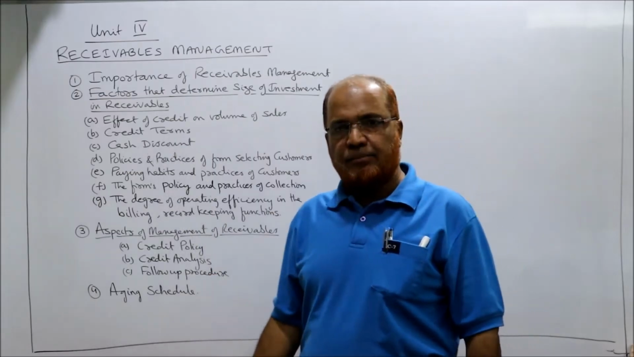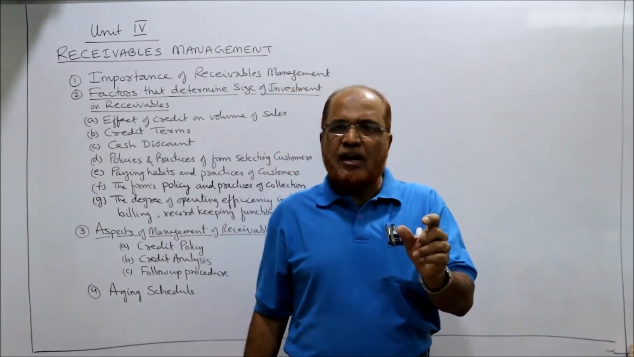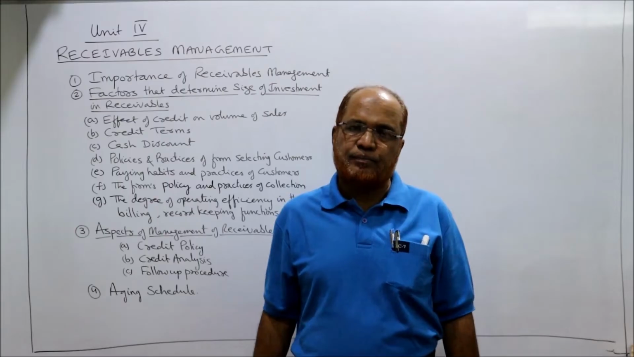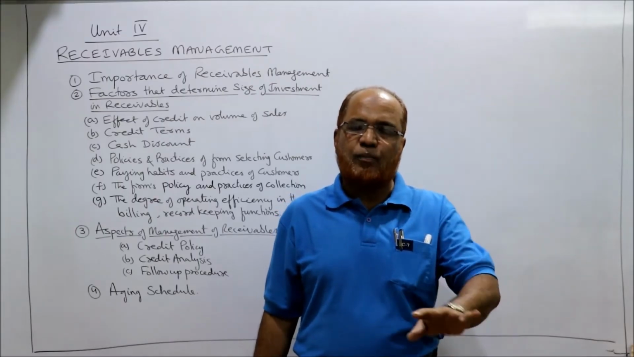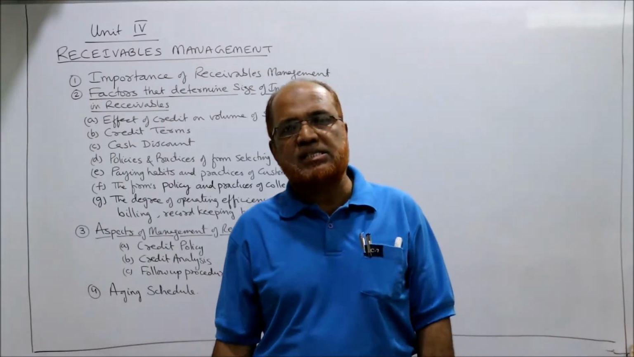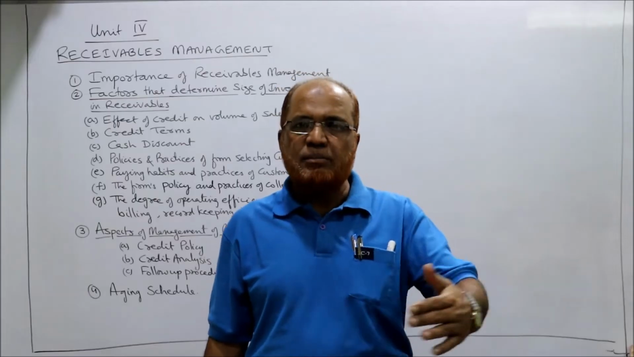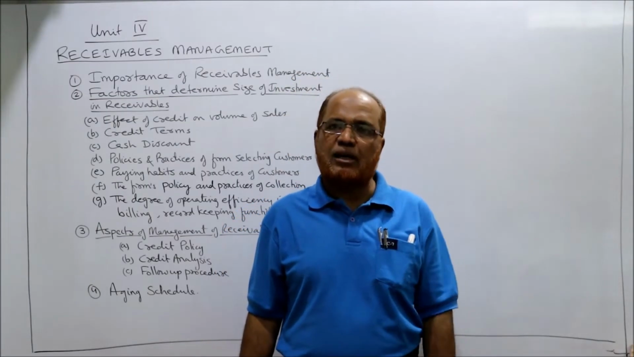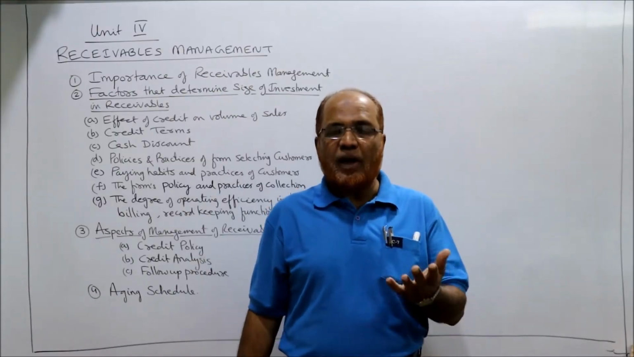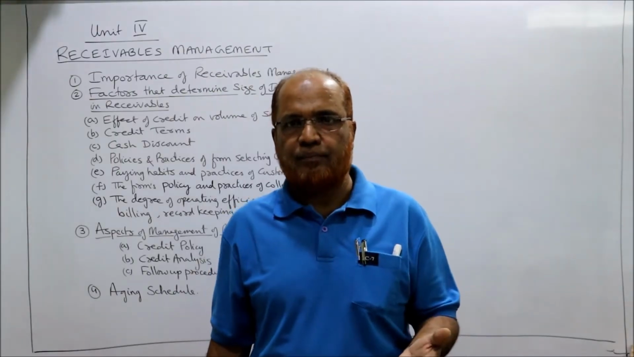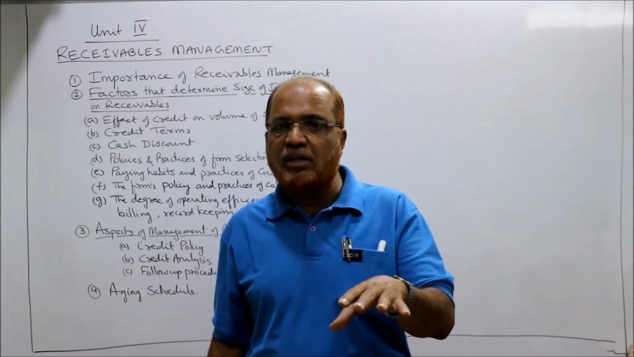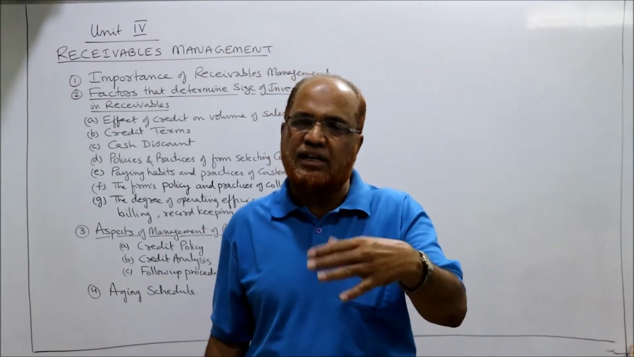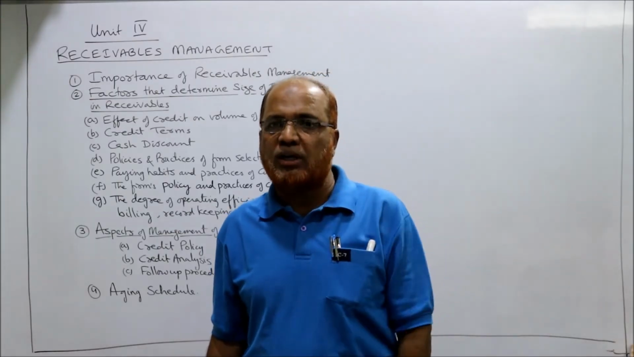Next is credit terms. Terms regarding how much period should be allowed. There are two types of policies called liberal policy and stricter policy. Liberal policy means extended policy, and stricter policy means shortened policy. Now we have to decide how much period should be allowed. So we have to see the consequences. What will happen if we give an extended period? What will happen if we give a shortened period?